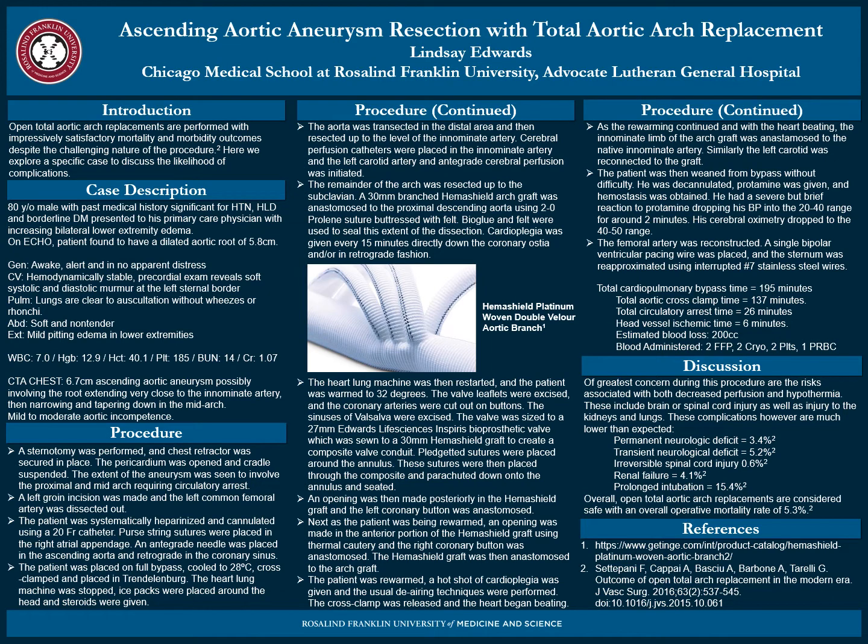His CTA chest came back showing a 6.7 centimeter ascending aortic aneurysm, possibly involving the root, extending very close to the innominate artery, then narrowing and tapering down in the mid-arch. Mild to moderate aortic incompetence was seen.